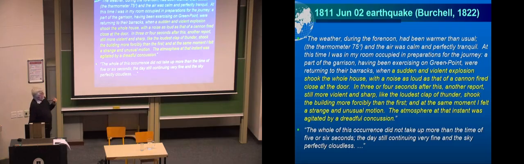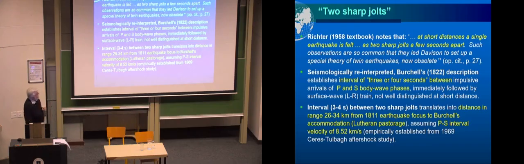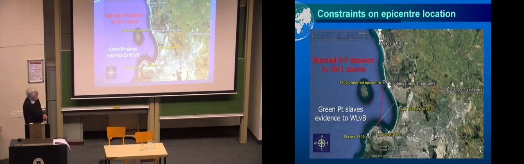So Burchell's account is exactly the kind of account that people have often given who are very close to a large earthquake, where they think there have been two earthquakes, but in fact it is the P concussion coming through, immediately followed within a few seconds by the S wave and the very close-in Love and Rayleigh waves immediately behind that. So from that interval, we can begin to calculate distances and play around with possible depths. And so this is what we've done.